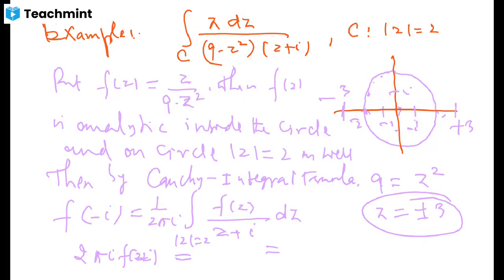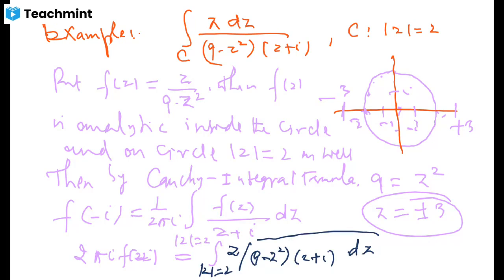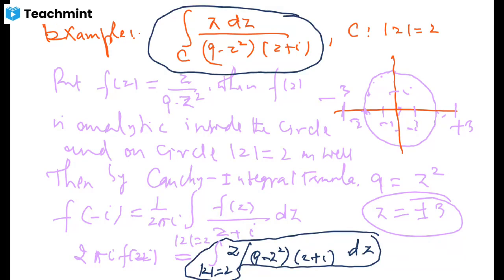You just substitute the value. It is mod z equal to 2, and what is f(z)? f(z) will be z upon 9 minus z square, and you are multiplying it with z plus i also, into dz. But this is the integral that we want to evaluate. This is the integral that has been asked to be evaluated. So the value of this integral comes out to be 2 pi i times f of minus i.